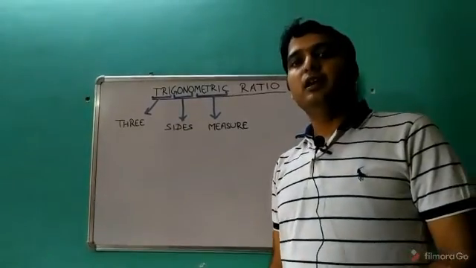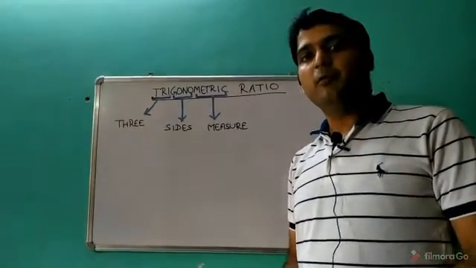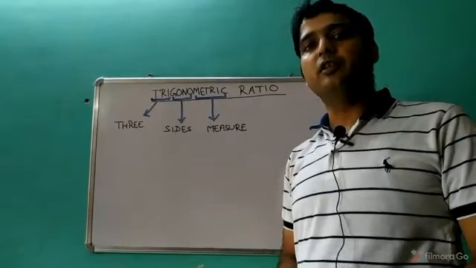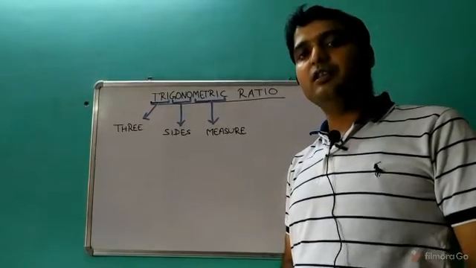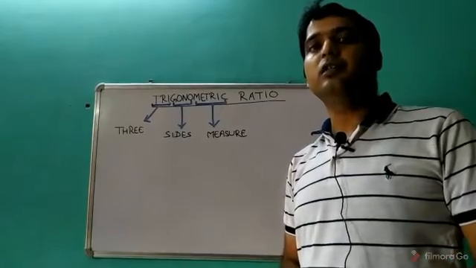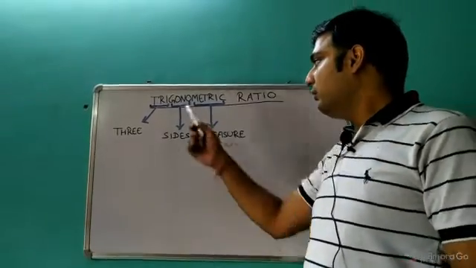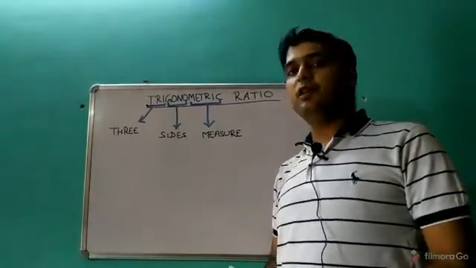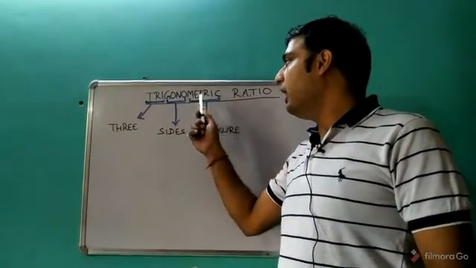Hello friends, in this class we are discussing a very interesting topic, that is trigonometry ratio. But before starting the term trigonometry ratio, we first have to discuss the term trigonometry. Trigonometry basically comprises three words: tri, gono and metric.